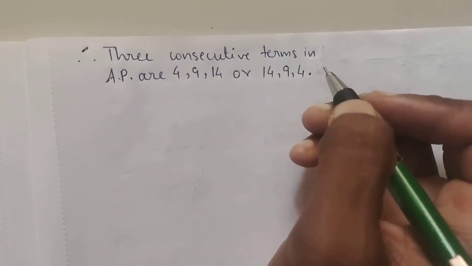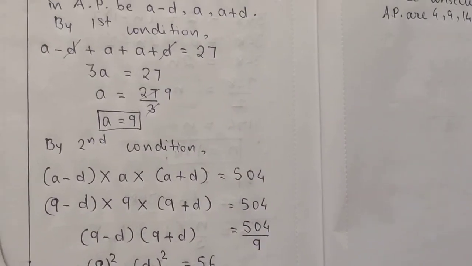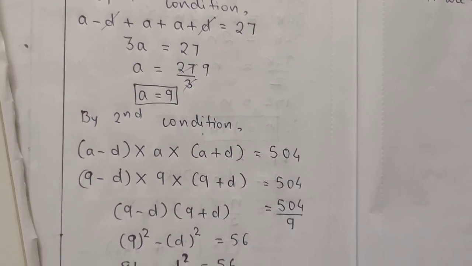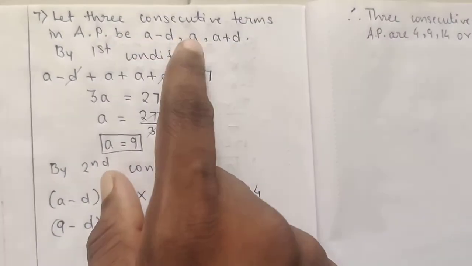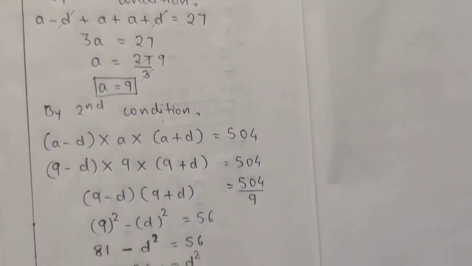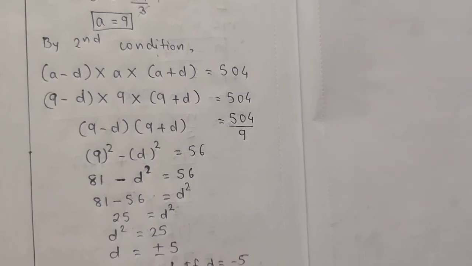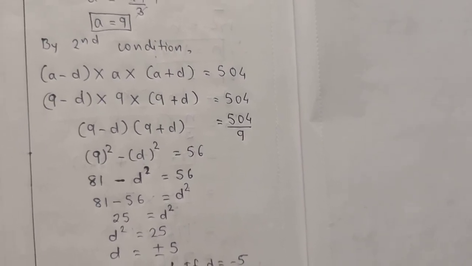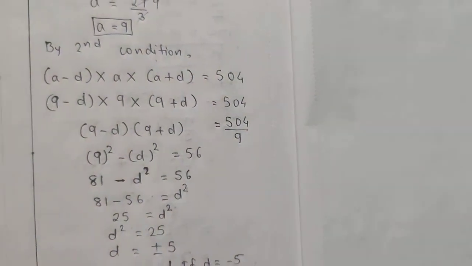Okay, so understood, students? Okay, so this was very simple. Only the thing is what you should know, how to use our condition and how to solve and find out the values of a and d. And remember, after getting the values of a and d, you have to find out those three terms which we have considered here. Okay, so you all please complete your notes and understand whatever is taught to you. That is most important part. Without understanding, don't just copy.